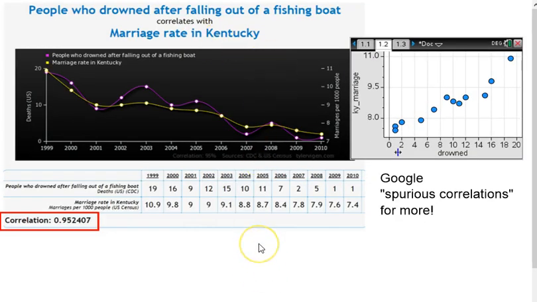People who drowned after falling out of a fishing boat correlates with marriage rate in Kentucky. So the more people who drown, I guess, the more people get married in Kentucky. So interesting. I don't know which one causes the other, neither. If you want to see more of these funny correlations, Google spurious correlations. But the big idea here is just because something has a strong R value and makes a nice straight scatter plot doesn't mean one causes the other.